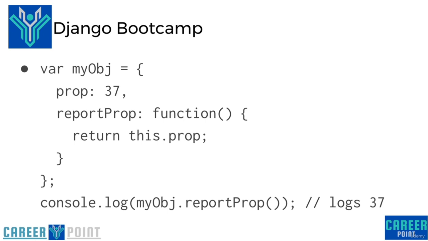Imagine I have this very simple object where it just has one singular property, and that is the number 37. If I wanted a method called reportProp inside of my object, then I call reportProp function, and it returns this.prop, where this is acting as a reference to the actual object. And then if I were to say something like console.log myObject.reportProp with the call, it would log 37 into the console screen.